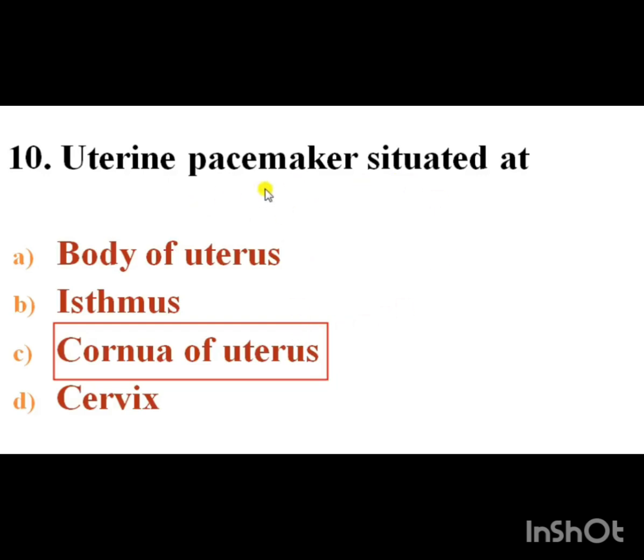What is the uterine pacemaker? That is the area in the uterus that stimulates the uterine contractions, that is, contraction of the myometrium during the labor process. One or more areas in the uterus that stimulate the contraction of the myometrium during labor are known as the uterine pacemaker. This uterine pacemaker is located near the opening of the fallopian tube, the point where the uterus and the fallopian tube meet, that is the cornua of the uterus. So the cornua of uterus is the uterine pacemaker.